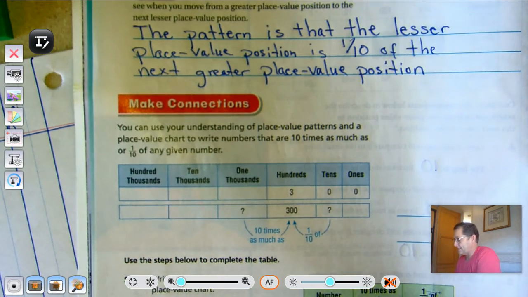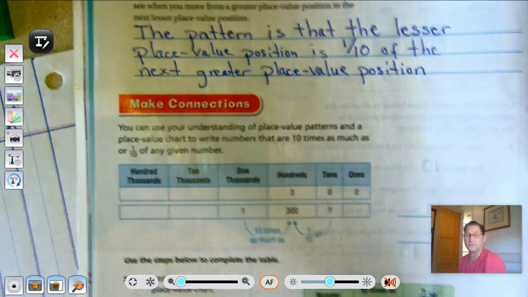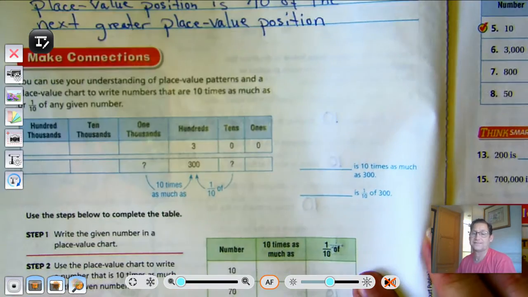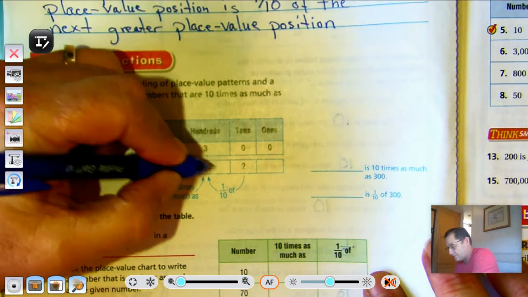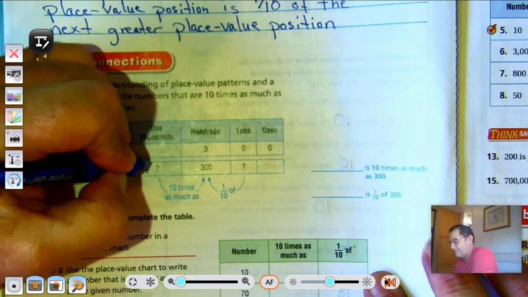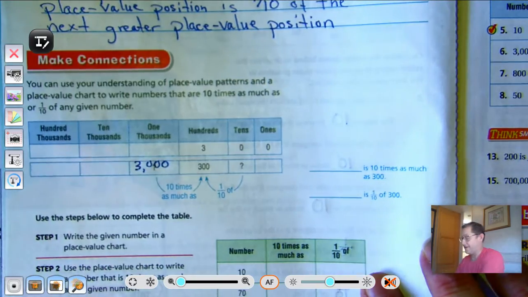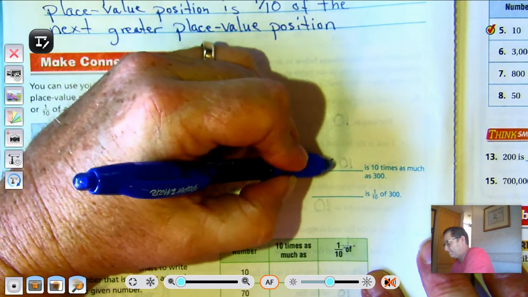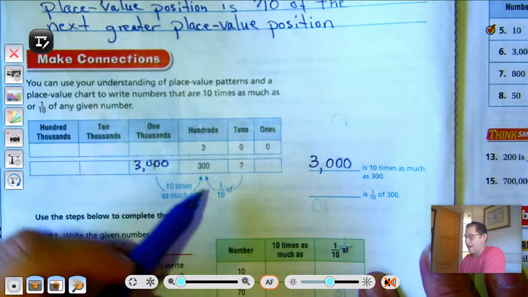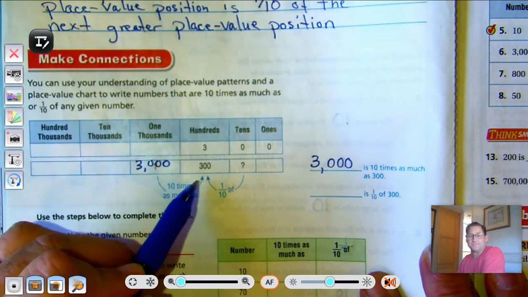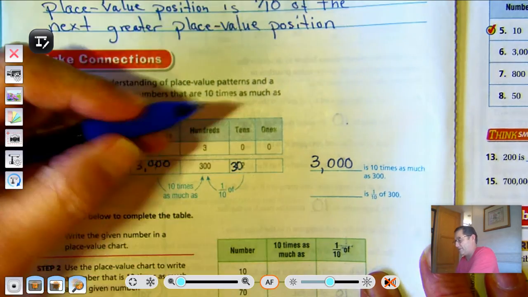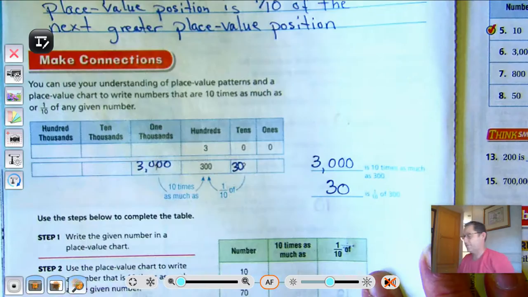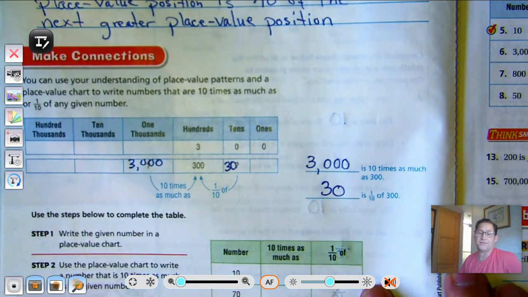So in this case, what is 10 times as much as 300? Well, that would be going one place value to the left. So it would be 3,000. What would happen if you went to the right and you went from larger to smaller? Well, in that case, it would be 30. 30 is 1/10 of 300.